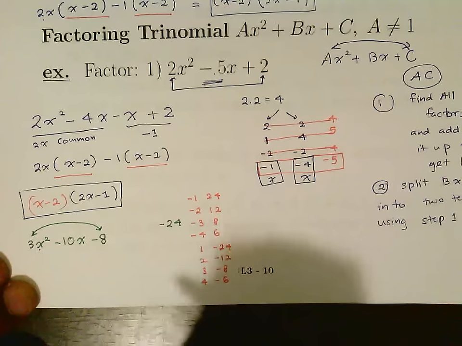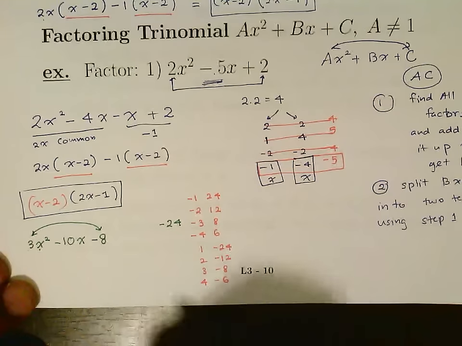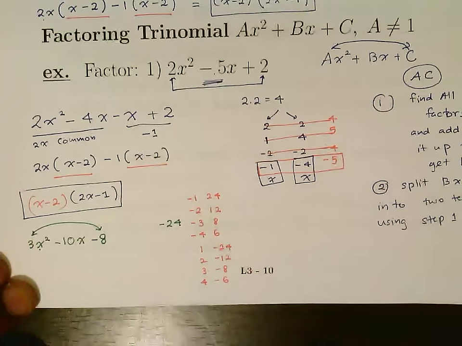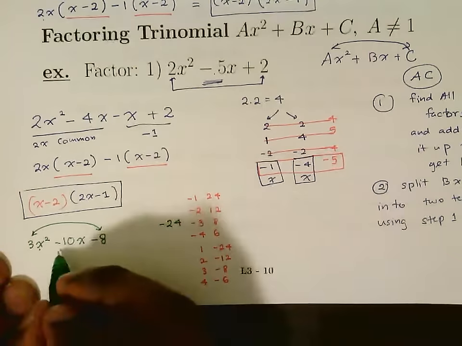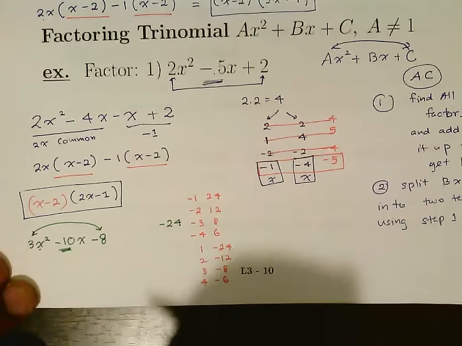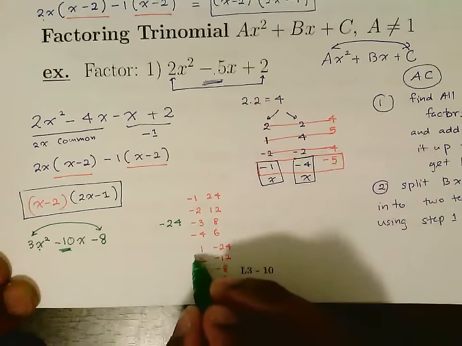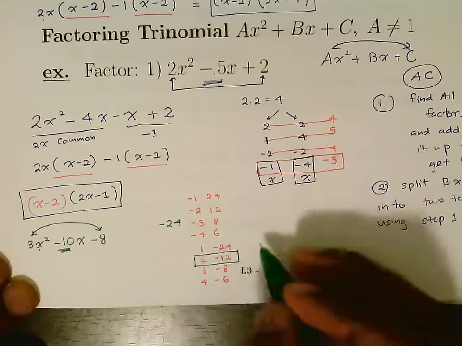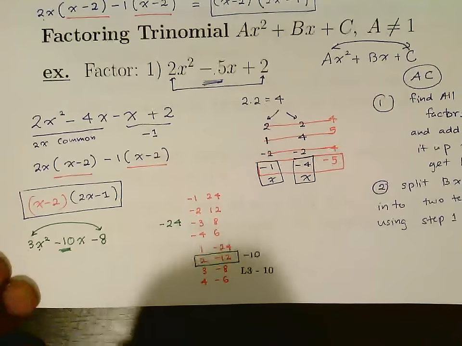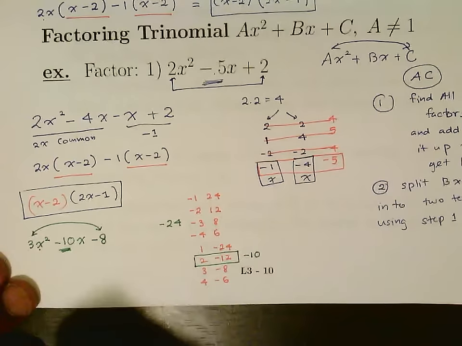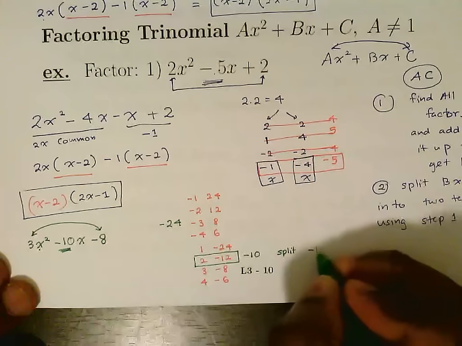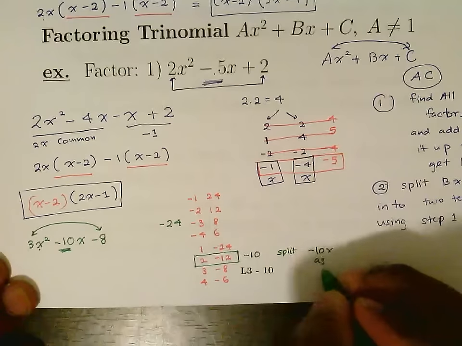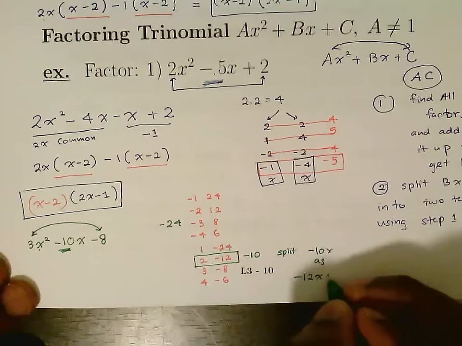Okay, and when you do enough questions, you should be able to stop and find exactly what numbers you're looking for. Right here, I need negative 10. So I get negative 10 by plus 2 and negative 12. None of the others give me negative 10. Okay, which means I will split negative 10x as negative 12x plus 2x.